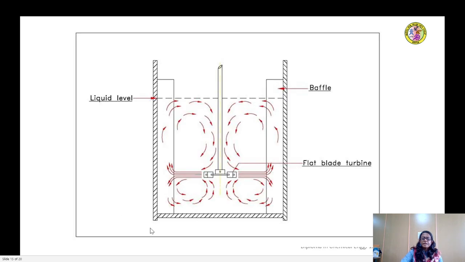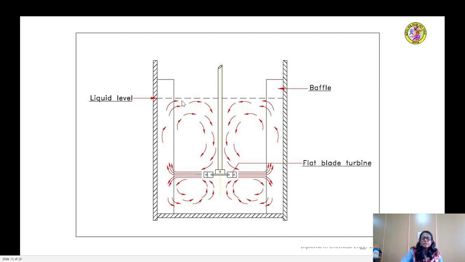Okay, so this is another diagram showing you how the radial flow currents are generated in agitated vessels with turbine impellers. You can see that two streams are created as the turbine is rotated. The liquid is pushed radially, that is in a direction perpendicular to the axis of the shaft towards the wall, where it gets separated into two streams.